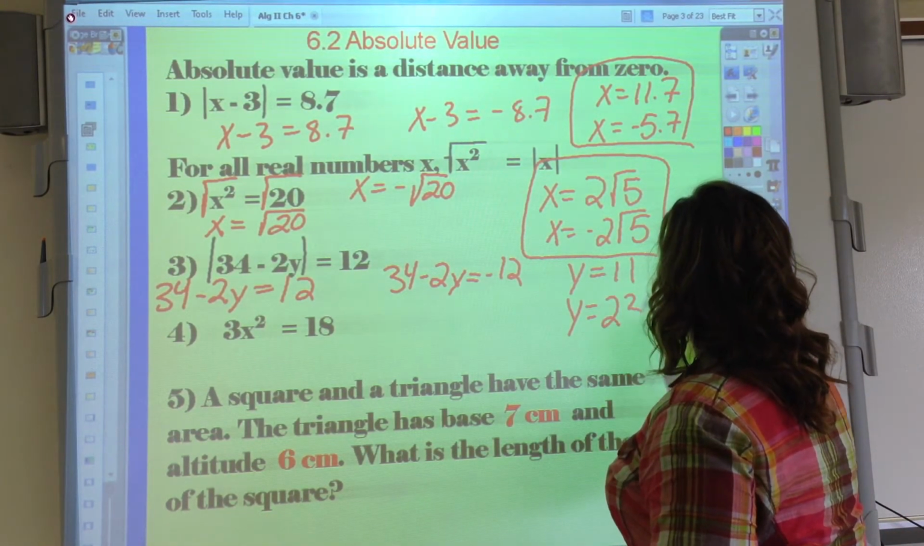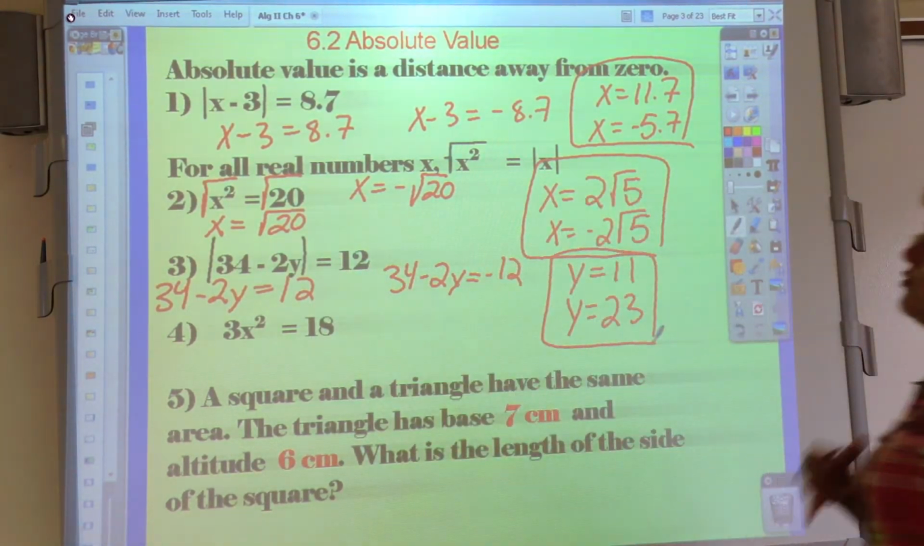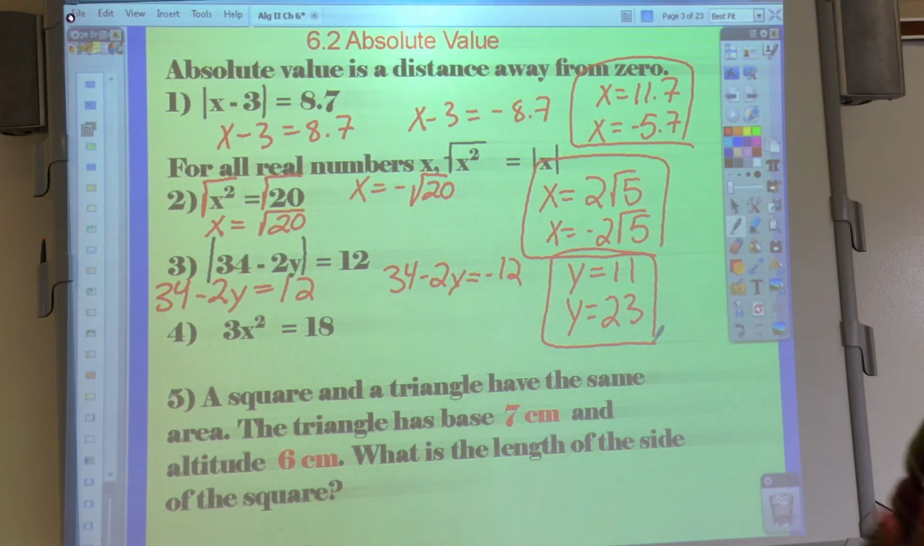Now tomorrow we're going to practice plugging our solutions back into our equations to make sure we get right solutions. But for now, I just want you to notice the process.